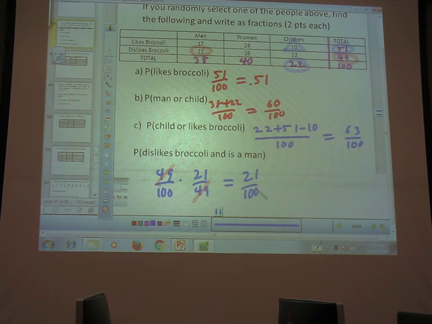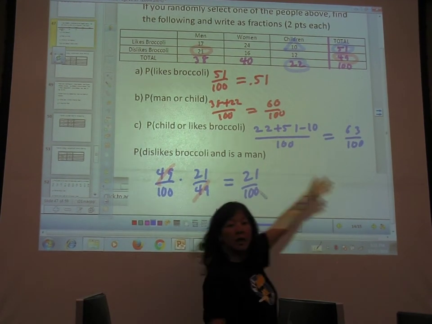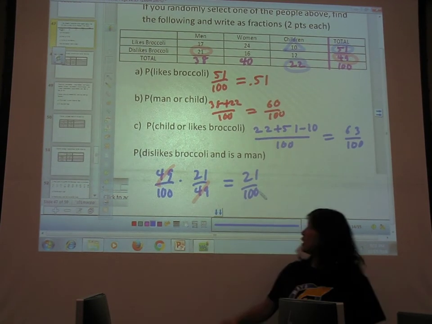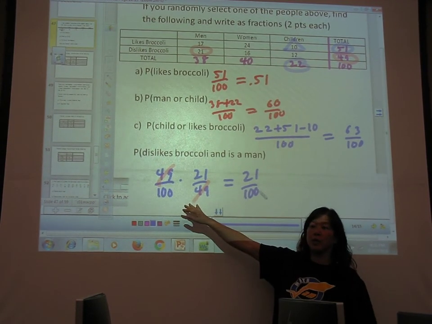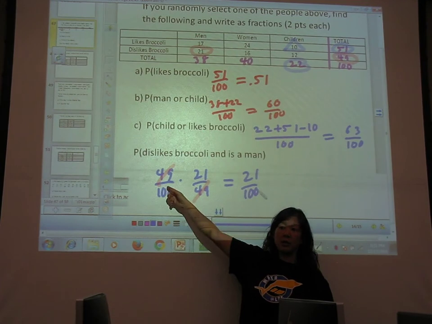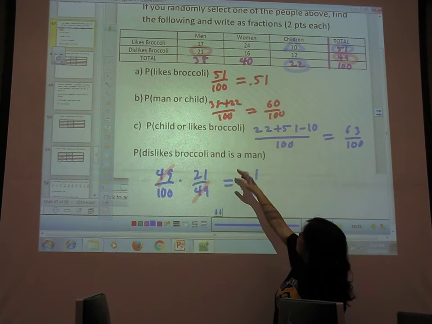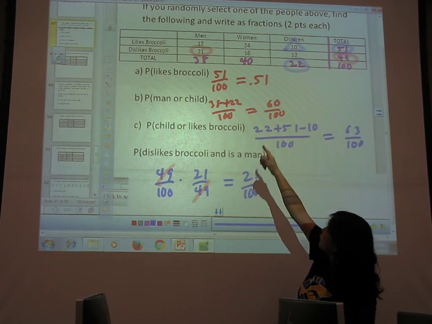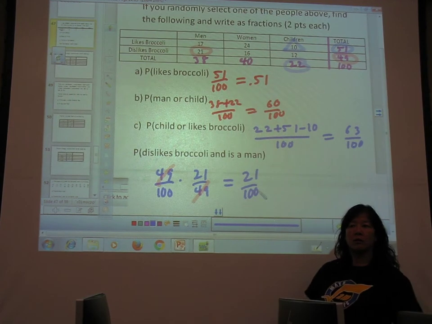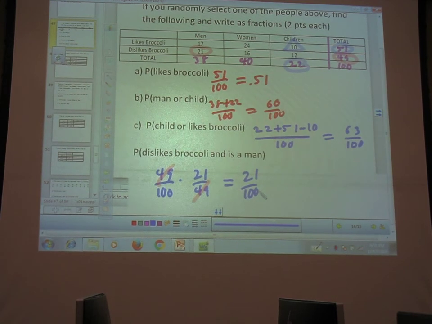The easier way to do that with a table is just to look and say, which are the ones that are men who also dislike broccoli? 21 out of everybody, out of 100. This is for you guys who feel like you have to multiply, because and means multiply. You take the first one, but then it has to be given the first one's happened, because this is dependent. It's a lot simpler just to say, men who dislike broccoli: there's 21 of you, 21 out of 100. Done. This is where people get screwed up, when they get into that and means multiply. For the dependent, it means given.